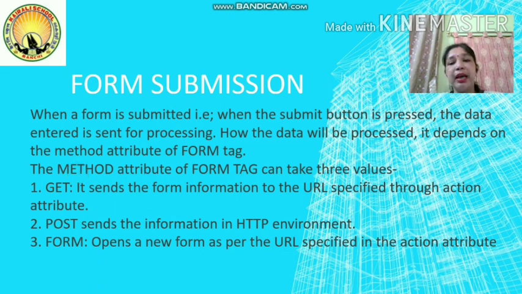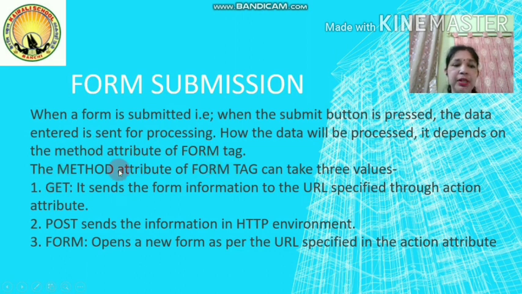Method attribute can have three values: get, post and form. I am now going to discuss all these attributes in detail. Okay, so I was talking about form submission. Form submission is an important topic because when you click on the submit button, that is where your data gets submitted. Here we are using two attributes of form, as I have already told. Two mandatory attributes of form are there, method and action.